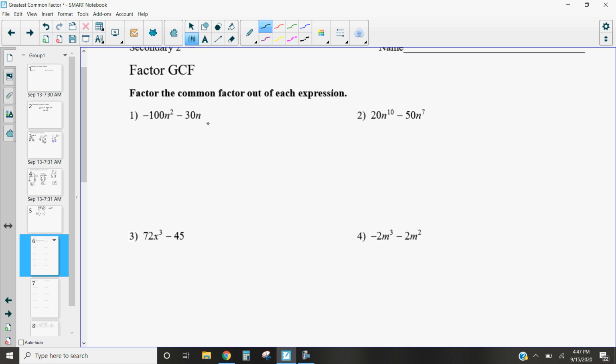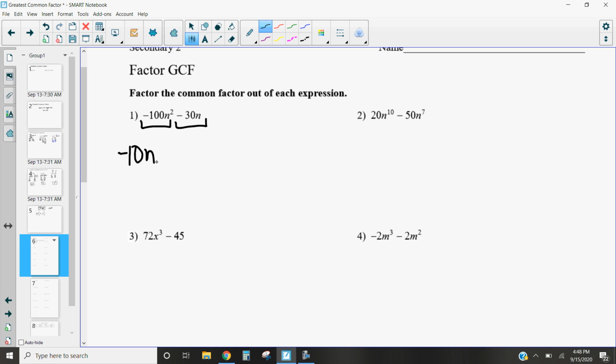So this first problem, we want to look, what is something in common between negative 100 n squared and negative 30. Well, I know for sure that 10 goes into both of those, negative 10 goes into both of those, right? Negative 10 goes into 100 because negative 10 times 10 is 100, and negative 10 times 3 is negative 30. So I know I can pull out a negative 10. If I have 2 n's here and 1 n here, I also know that I can pull out an n.